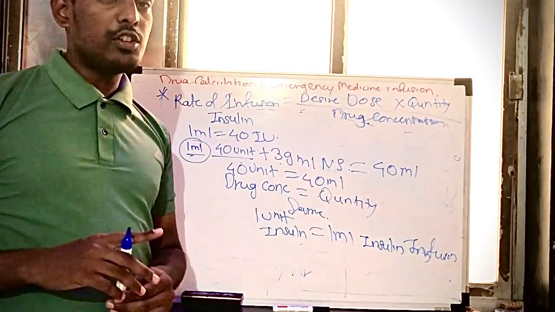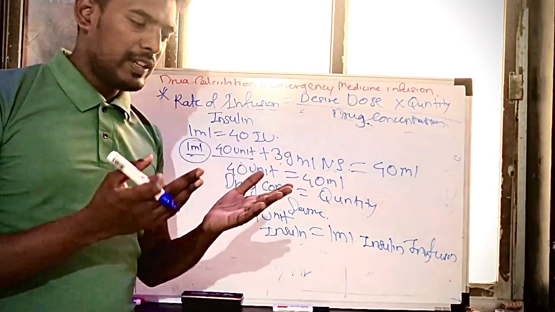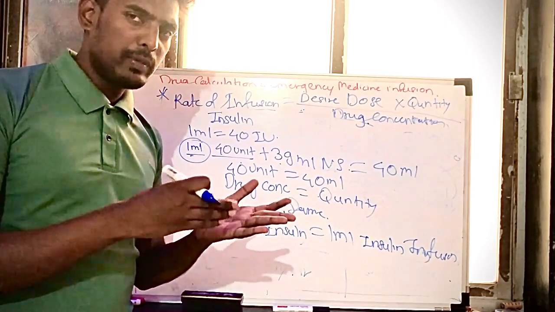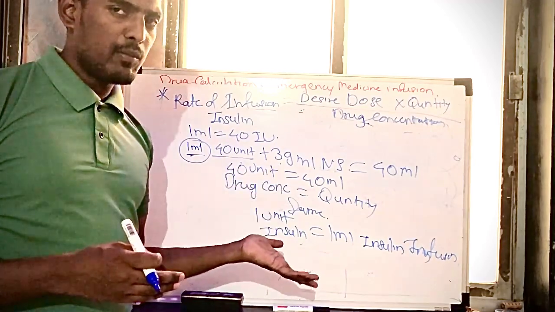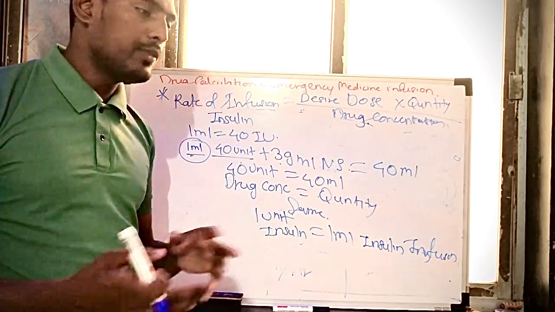Here the doctor is not going to tell you every time. Here we have the algorithm chart, where you should check the sugar hourly, and according to that we are going to adjust the dose of the insulin infusion. So we started at 3.5 ml, 4 ml. It means we started at 3.5 unit, 4 unit.